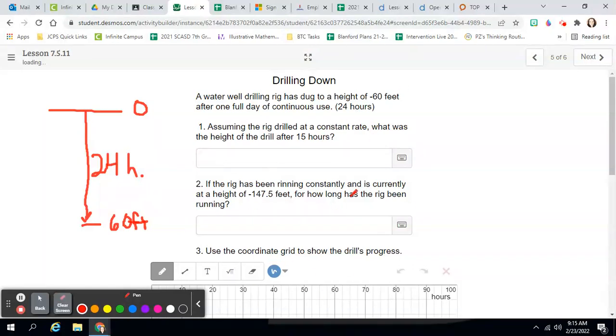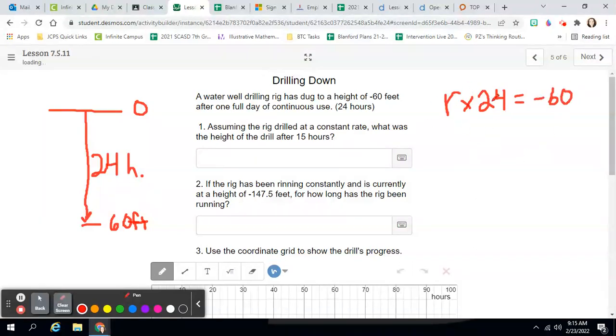Okay. So there's a lot of different ways you can do this. I, for instance, know that whatever this rate is, we don't know the rate of speed, right? But we do know that if we multiplied it by 24 hours, the rate, it gave us -60.